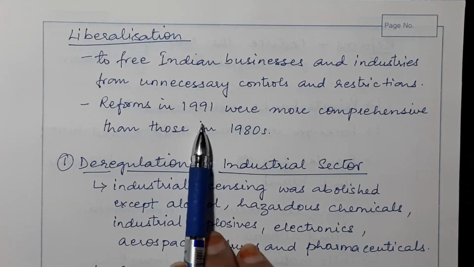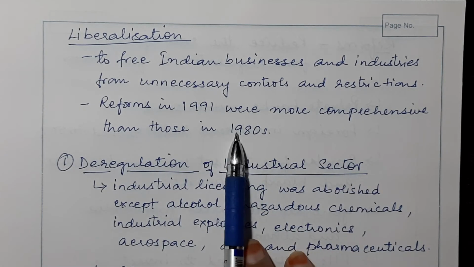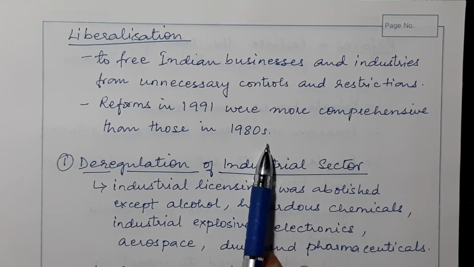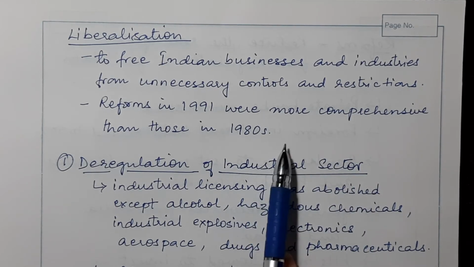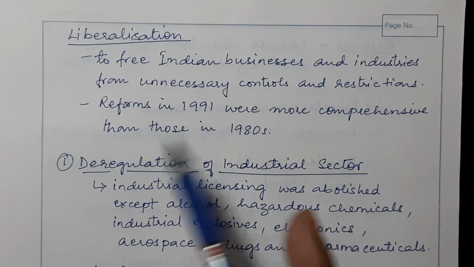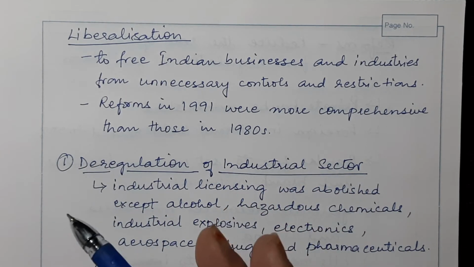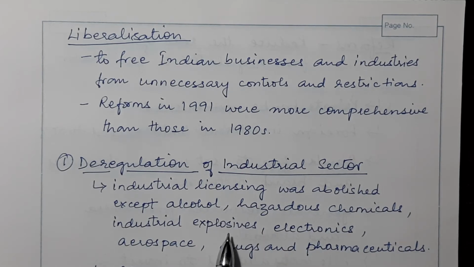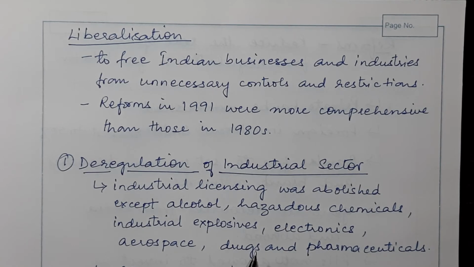And the reforms in 1991 were more comprehensive than those in the 1980s and covered more important areas, like the industrial sector, the financial sector, tax reforms, foreign exchange markets, trade, and investment sectors. So let's look at them one after the other.